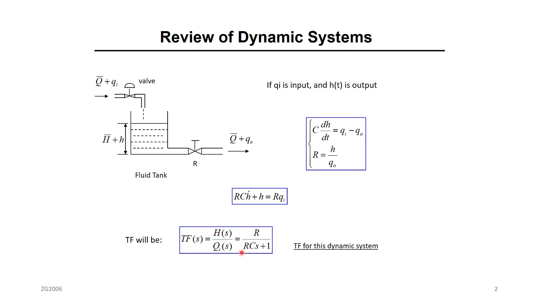Okay, we got it: R over RCS plus 1. R is the resistance, C is the capacity, S is the complex variable. So this is the transfer function of your system. Clearly, it's a first order system, right? All right. Now, we have a problem here.